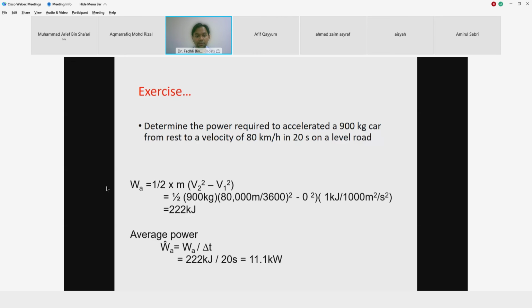Total energy 222 kilojoule. After that, determine the power required. So power is energy over time. 222 kilojoule over 20 seconds. Final answer is 11.1 kilowatt.